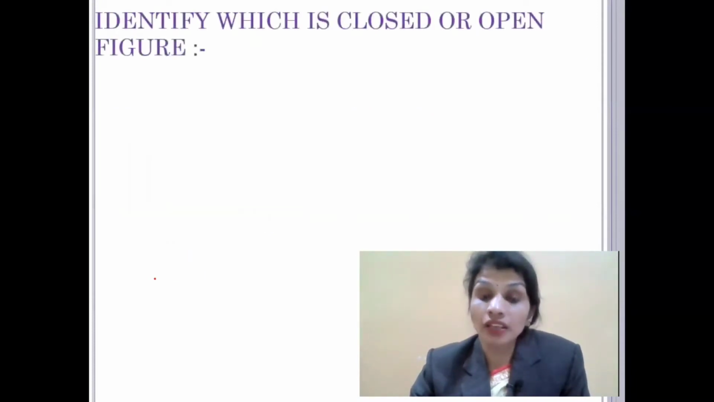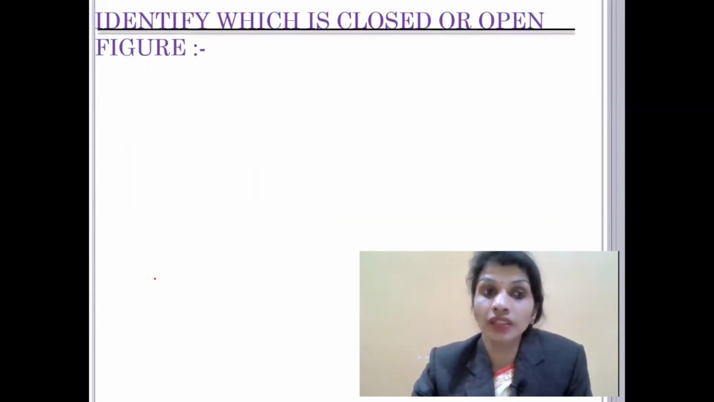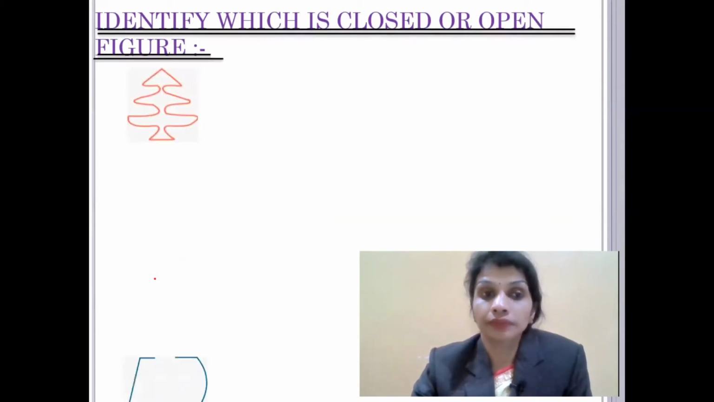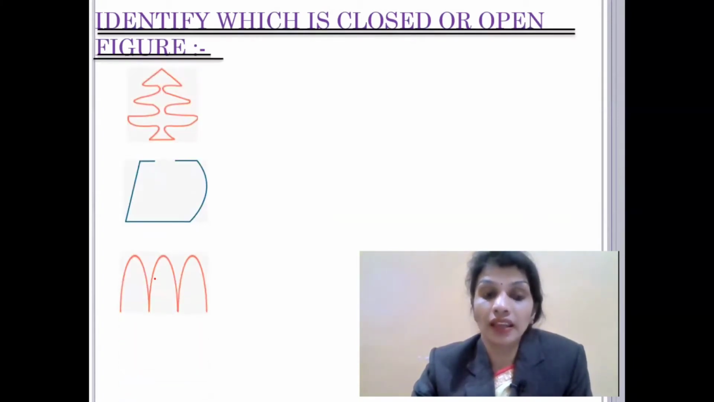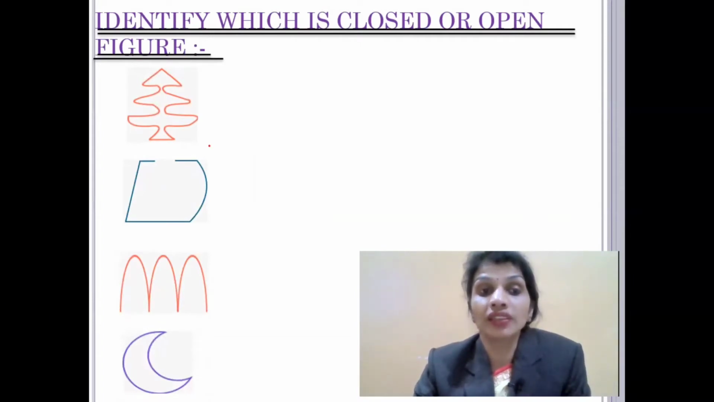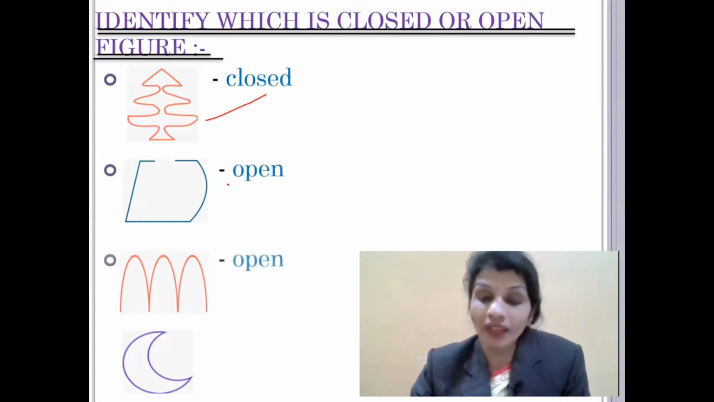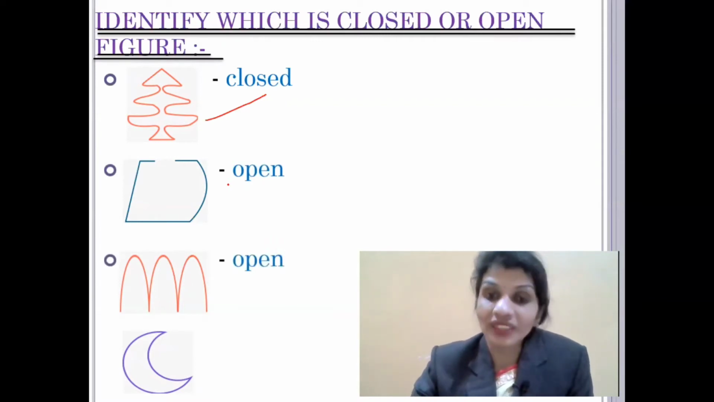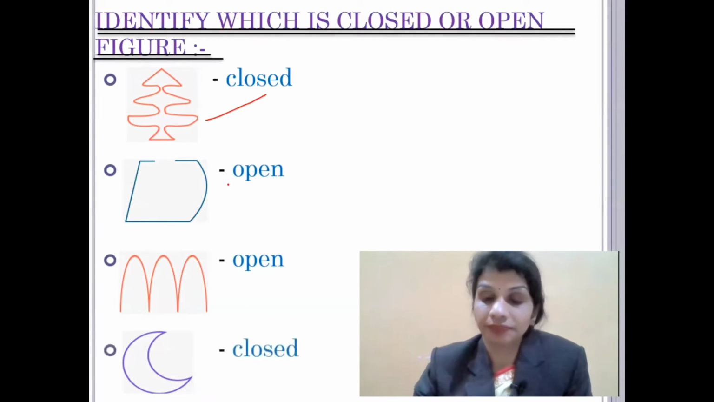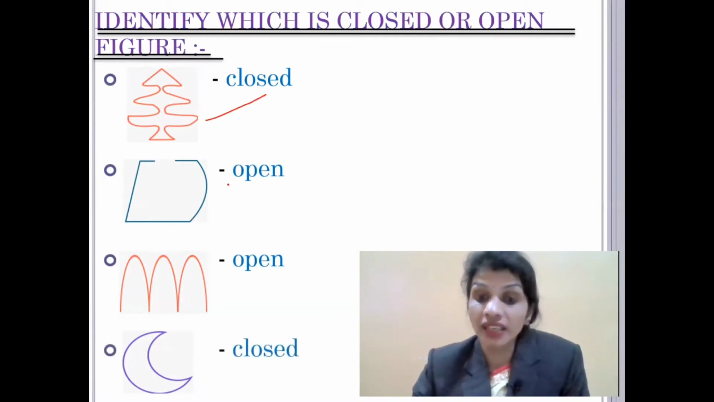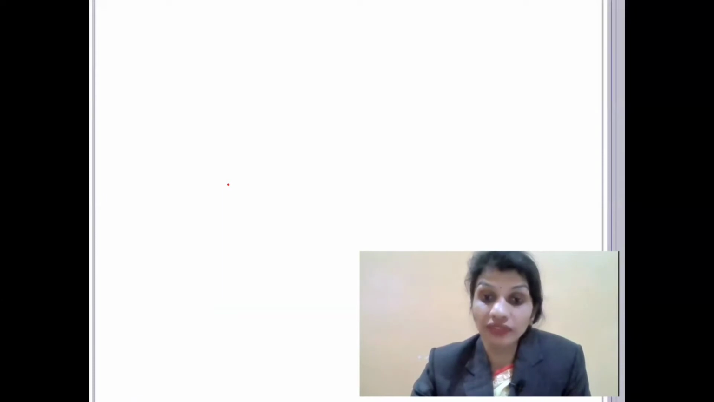Now, to identify which is a closed or open figure, I'm giving you some figures here. I'm showing you 1, 2, 3, and 4. Now tell me, this first figure, is it open or closed? Very good. It's a closed figure. Now the second one. Yes, it's open. Very good. Third one, open. And the last one, very good, it's a closed figure. I hope you have understood open and closed figures.